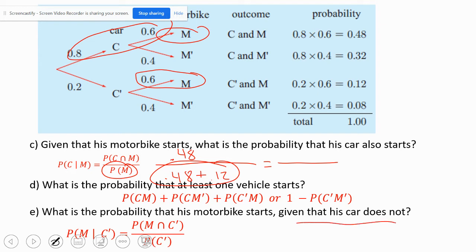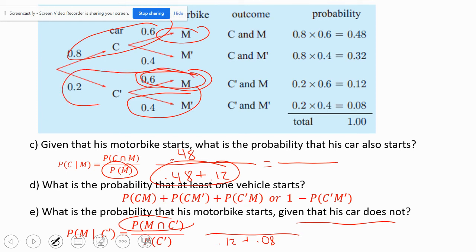So given his car does not start, again, car does not start at either one of these spots, right here and right here. And you can just use 0.2, but it's 0.12 plus 0.08. I like to use both because occasionally there's a problem that switches it around. And then the numerator is just the path that the car doesn't start and the motorbike does. So it's the 0.12. It's always one of those two at the bottom.